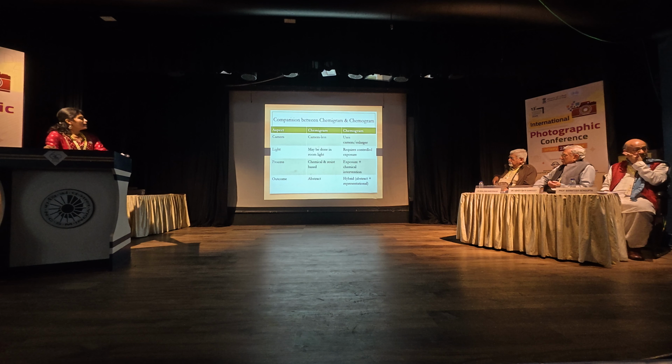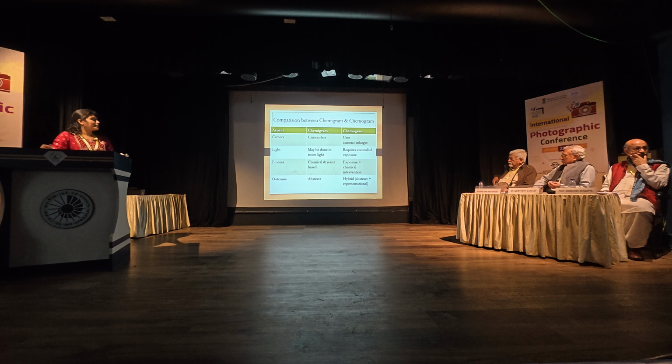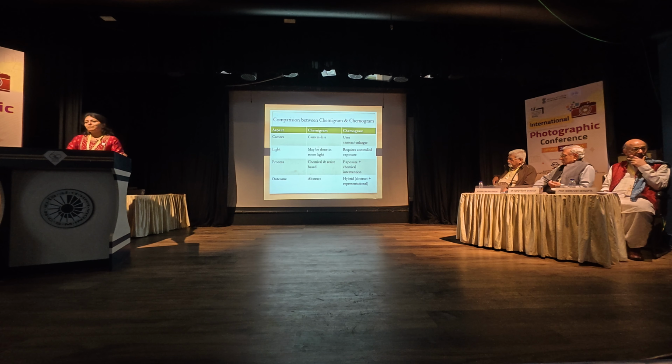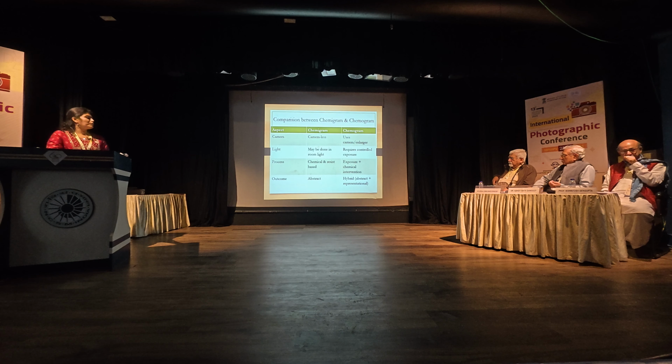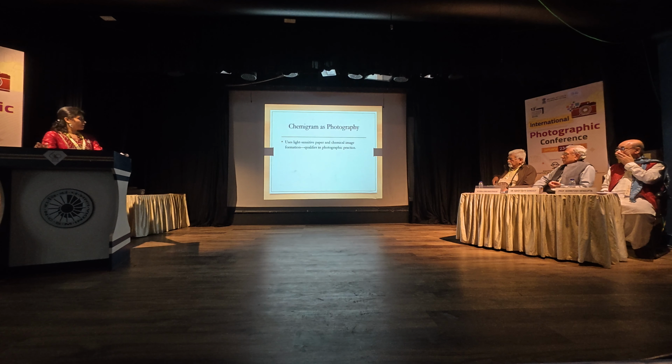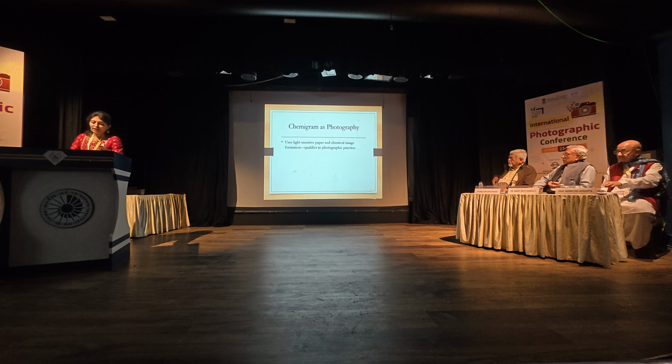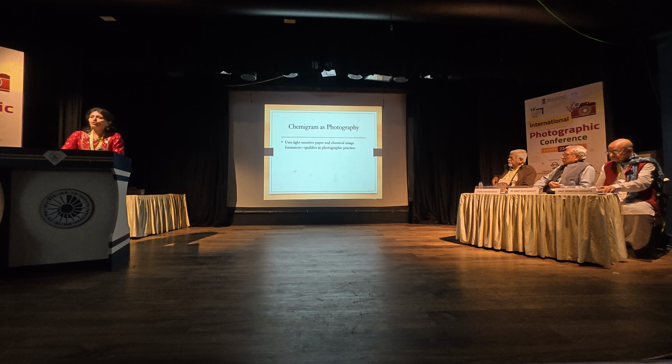In process, chemigram is basically chemical and resist based, whereas chemogram is a combination of exposure with chemical reaction. In outcome, it also differs slightly. In chemigram, we will get only an abstract-like image, and in chemogram, it may be a hybrid image with abstract and representational value.